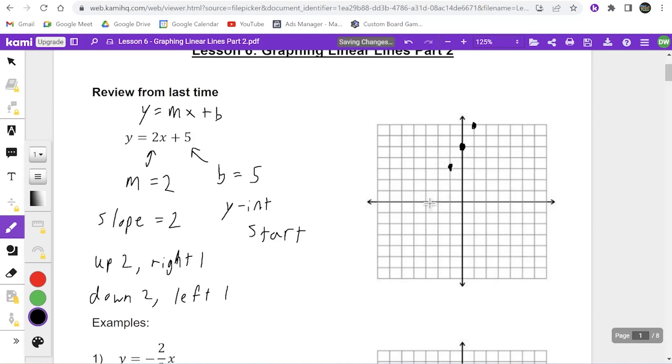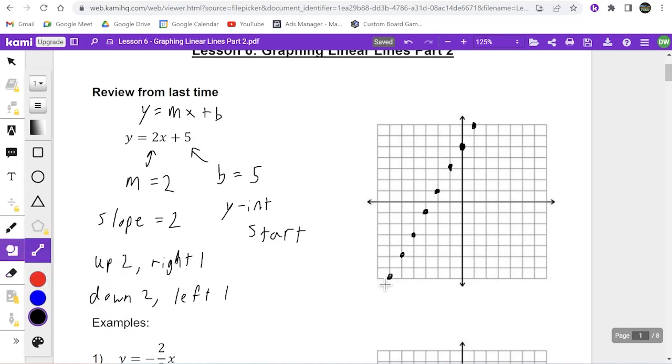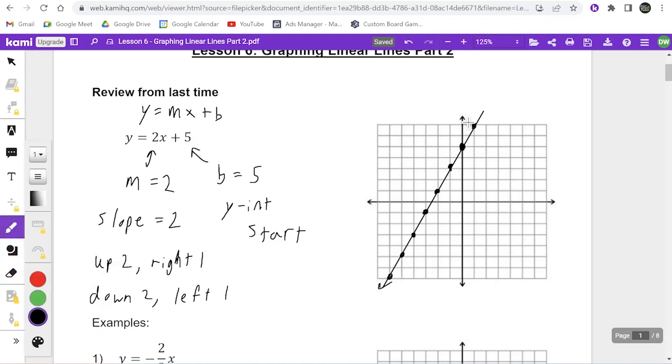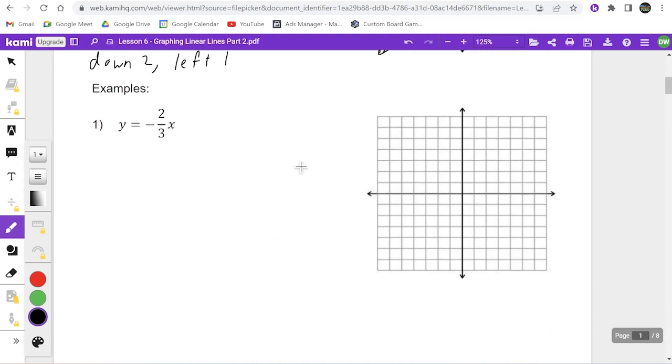And how many times should you do this? I like to do it until I can draw a straight line or until I reach the end of the graph. So another down 2, left 1, down 2, left 1, down 2, left 1, down 2, left 1, there we go. And then if I want to draw the line here, I'm just going to draw it like this. Perfect. And then I like to put the arrows on the end because the line goes on forever, even off the graph. And so that's just a reminder of how we graph these lines. Any questions?